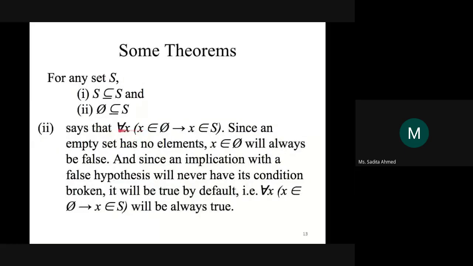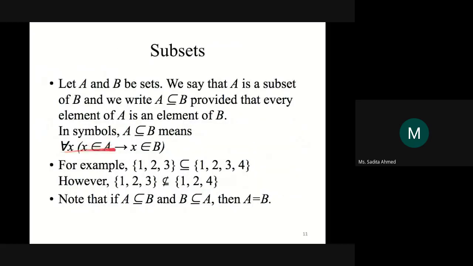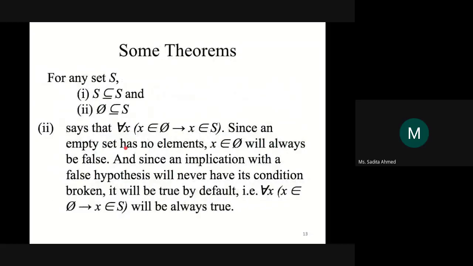This way, for all x, x belongs to the empty set implies x belongs to S. So far, this is how we define it, right? Look at the definition. Look at how we define a subset. This is how we define it, right? X belongs to the empty set implies x belongs to S. Okay, good. Now, in order to prove this theorem, what do we have to do?